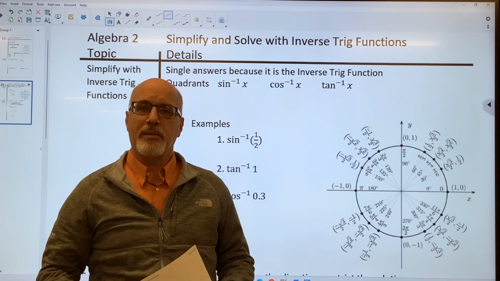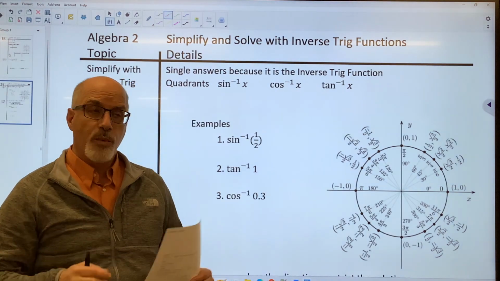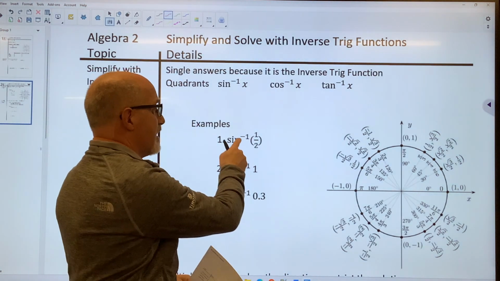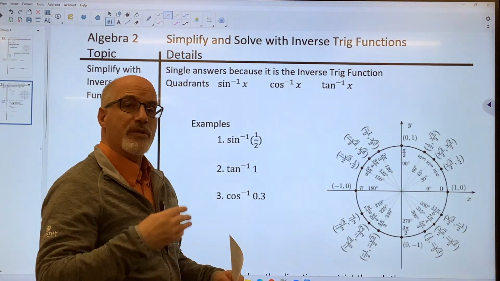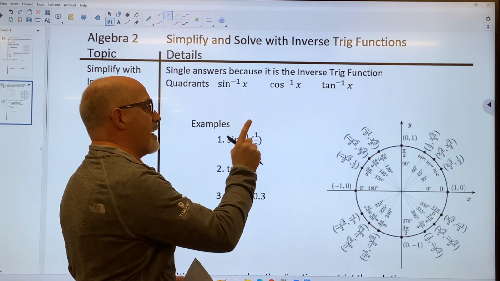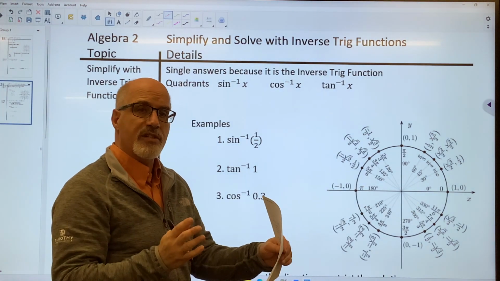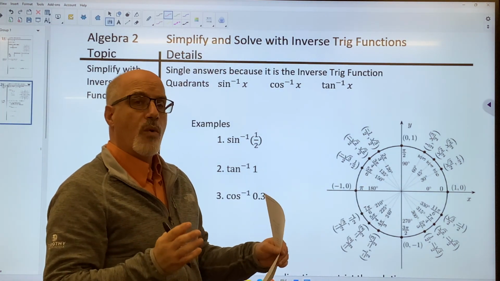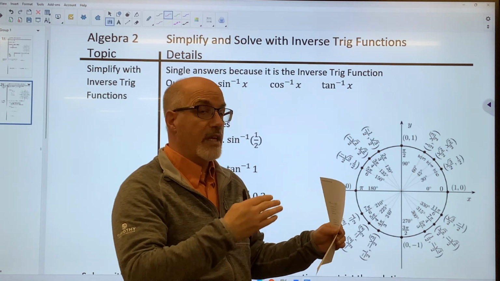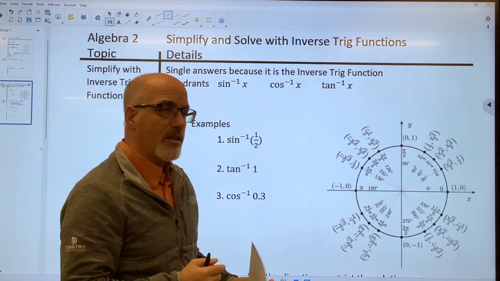Our objective is to be able to simplify using inverse trig functions and also to solve. When we simplify and we're using this symbol to represent the inverse function, then we only get a single answer. But when we solve, we oftentimes either have a restriction that tells us how many answers to give, or it might be multiple or even infinite number of solutions. So let's start with these that give single answers.